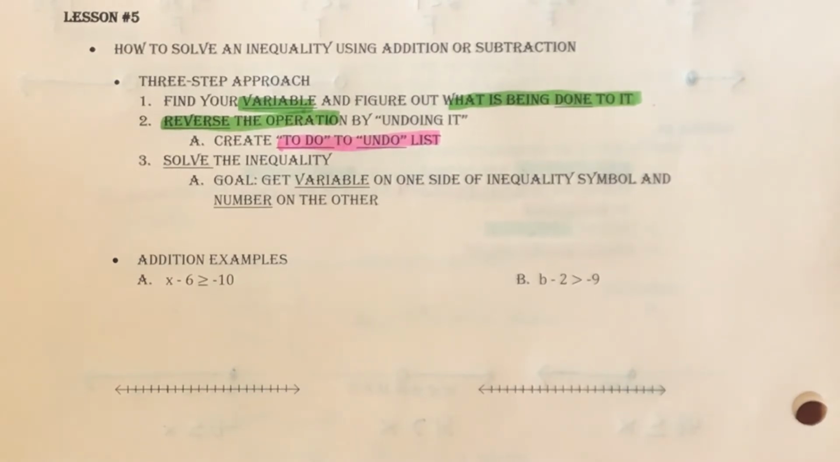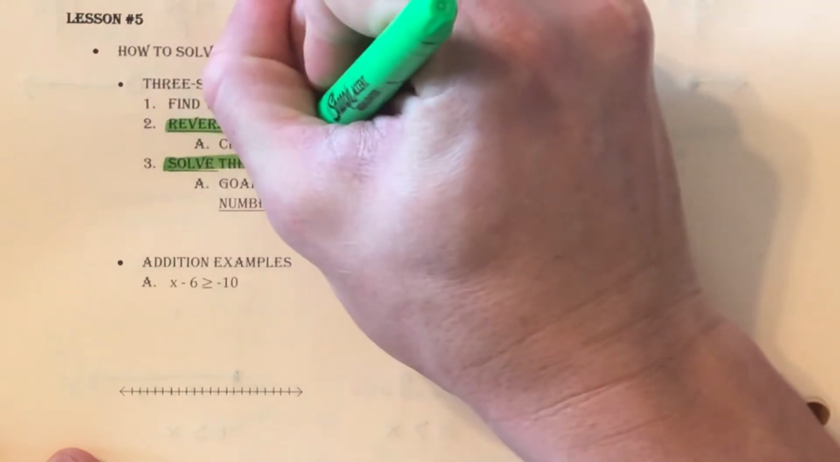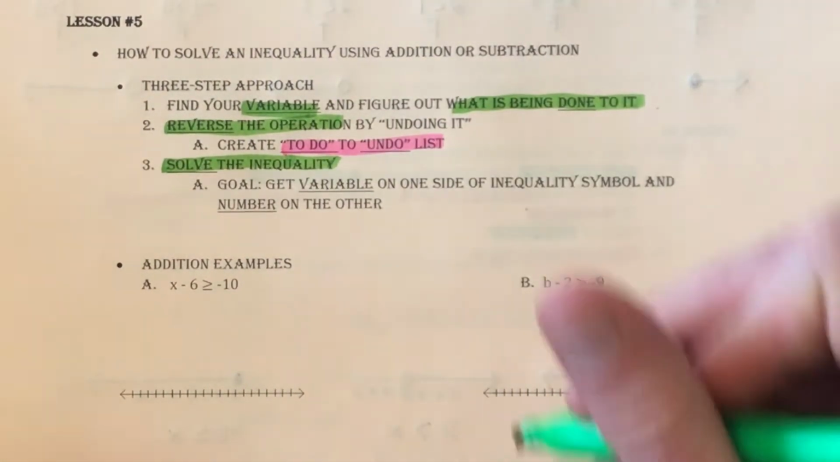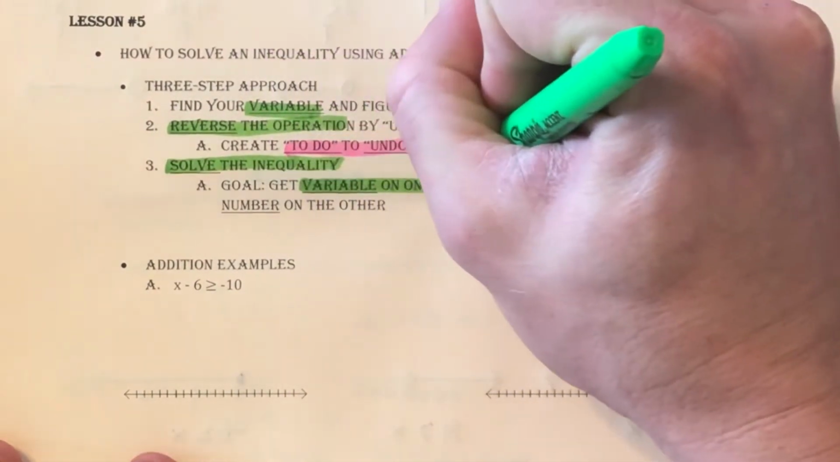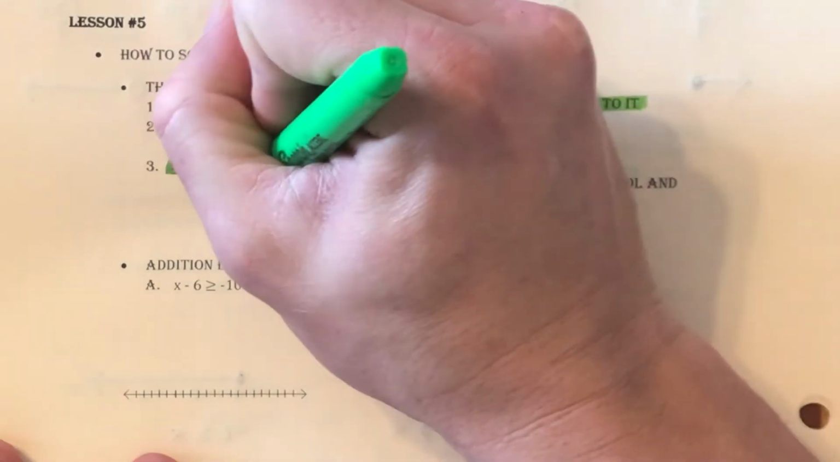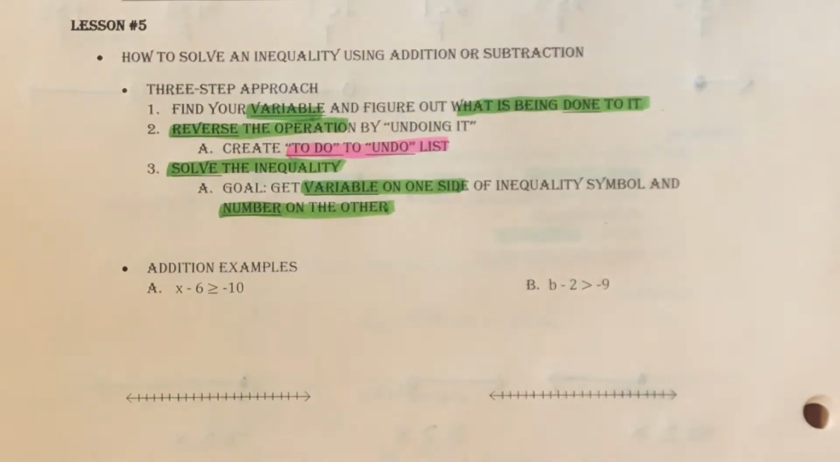And then once we've got that figured out, we're going to go in and actually do that and solve the inequality. Now our goal within this, right, is still the same. We want to get the variable on one side of the inequality symbol and the number on the other. So it should look really similar to the linear equations. In those we had like x equals 3 or x equals -5, something along those lines. Well, instead of having an equal sign in the middle between the variable and the number, we're going to have the inequality symbol.